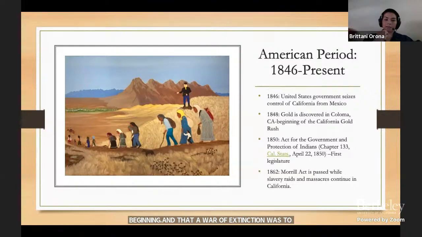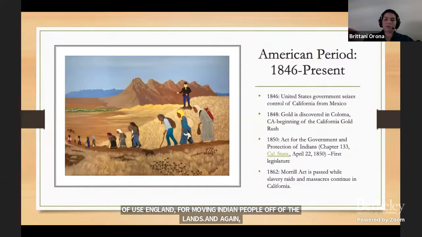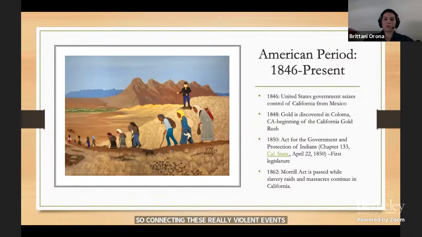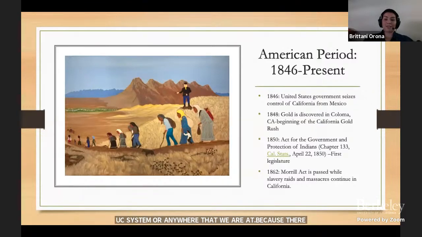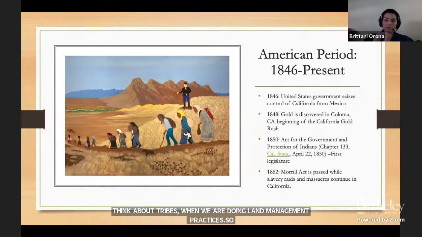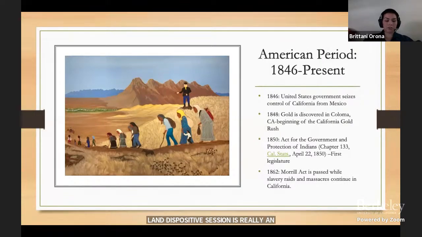with the express purpose of taking away lands, of using lands, of removing Indian people off lands. And again, connecting these really violent events of genocide and forced removal is important when we're thinking about the land that we're on, whether that be through the UC system or anywhere that we're at, because there is a complicity that happens when we don't think about tribes when we're doing land management practices. So land dispossession is an important framework to think about California Indian history.